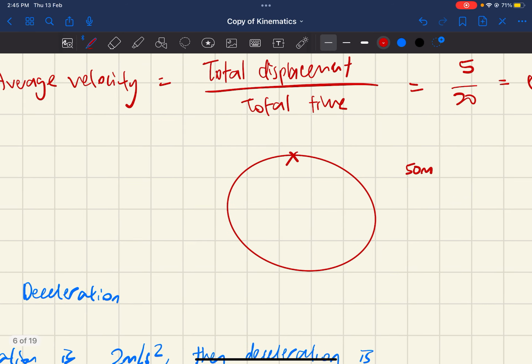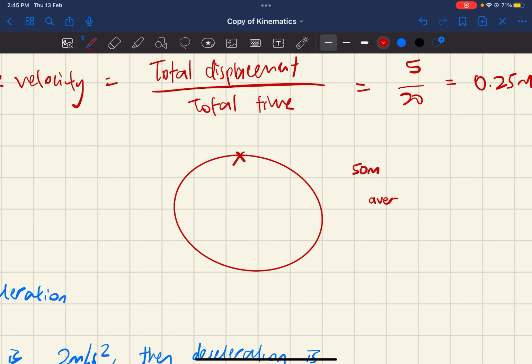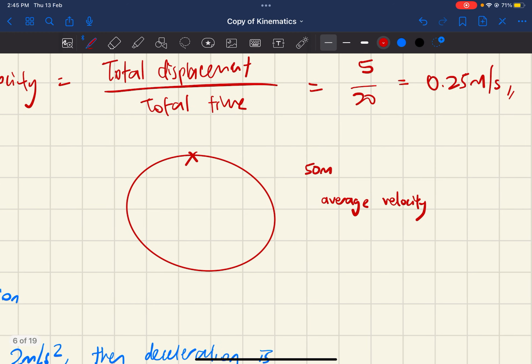So after one round, what is the average velocity? The average velocity after one round will actually be 0 meters per second. Why is it 0 meters per second? Because the total displacement that this man has moved is 0 meters. He starts here and he ends here as well. So the total displacement is 0, so your average velocity will be 0 as well.